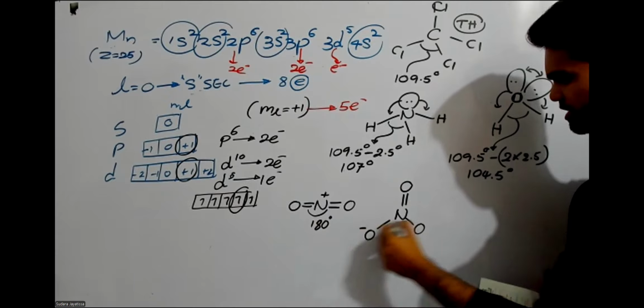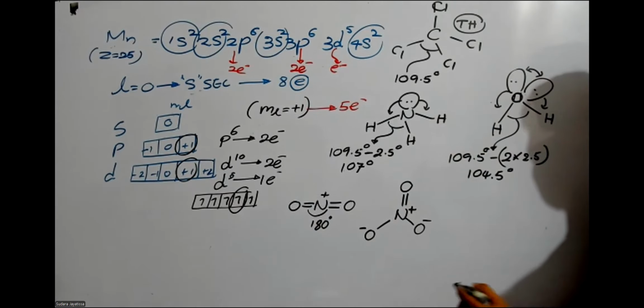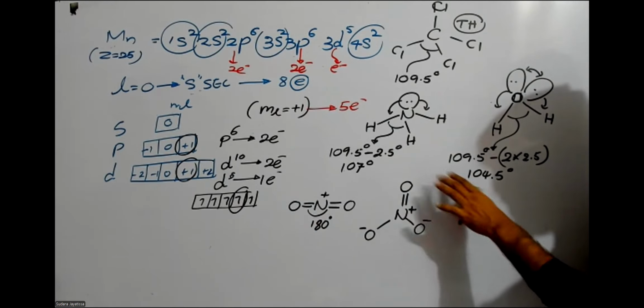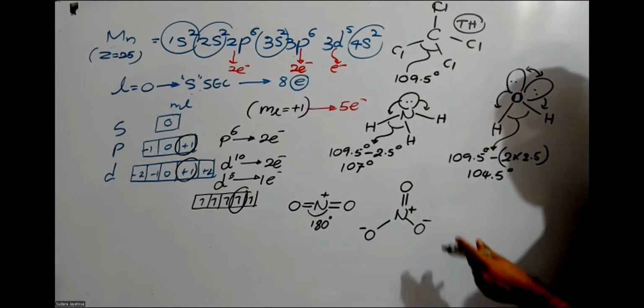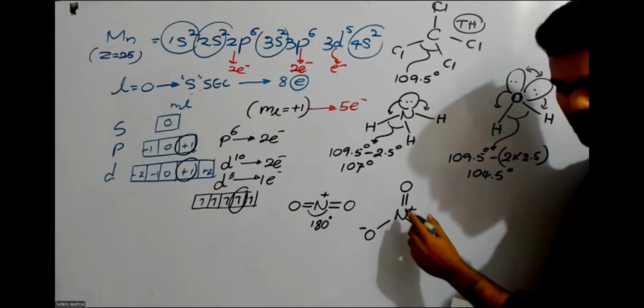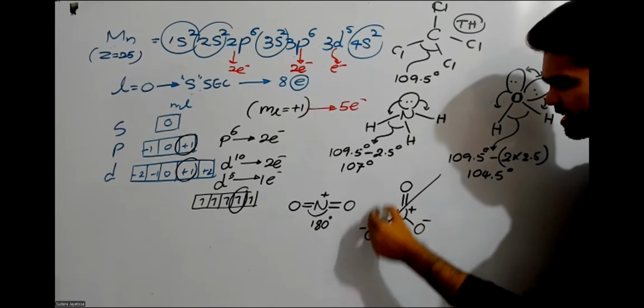This is the Lewis structure of NO3 minus. Actually, not the Lewis structure, I didn't show the lone pairs, right? However, this is enough for us. And don't say the bond angles are different, because this is not the real structure.